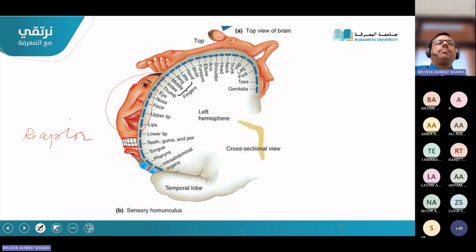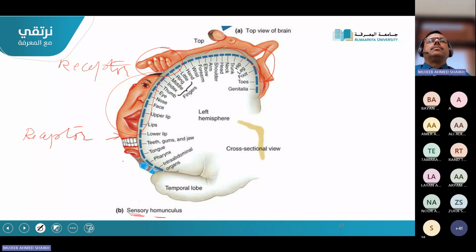Number of sensory receptors are more for the face. That's why facial area is given more. Even by touch, if you want to feel anything, you use your hands. So that's why the hand area is also given larger because of the more sensory receptors. And small area is given for the remaining trunk and foot area. So this is known as sensory homunculus. Previously it was motor homunculus.